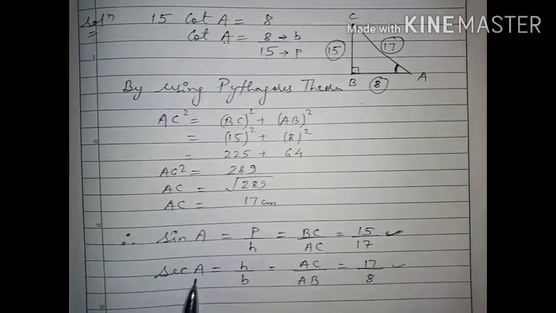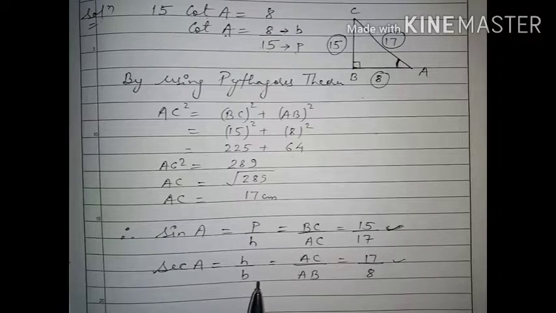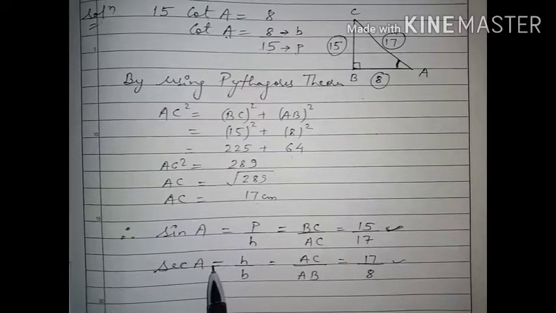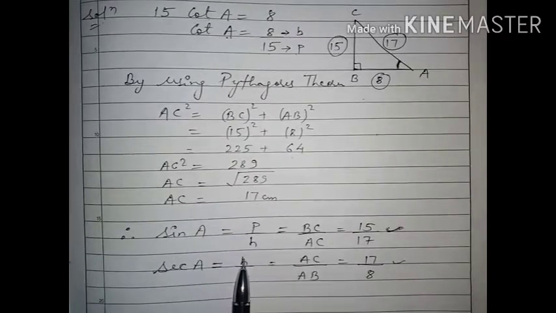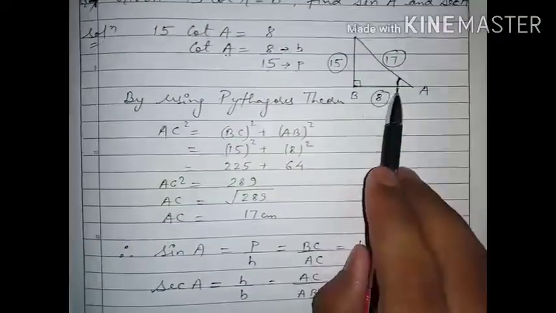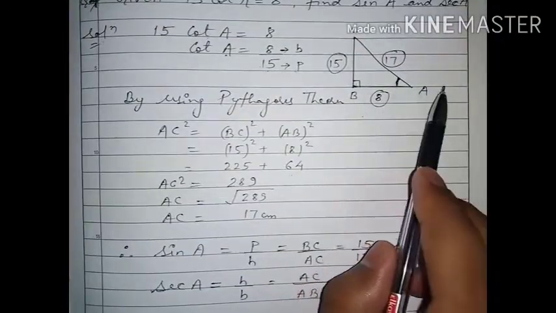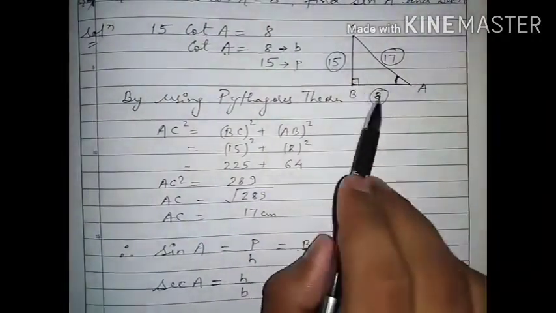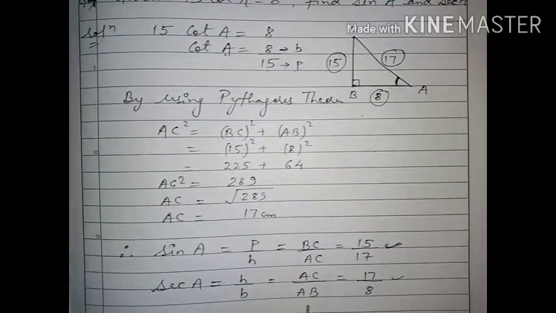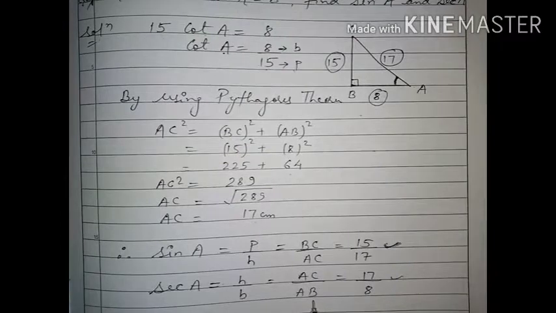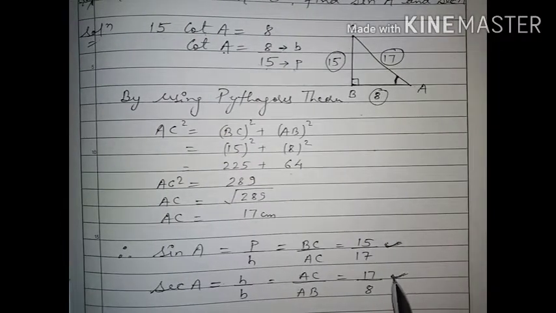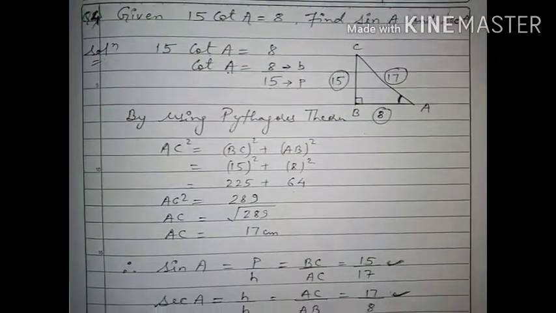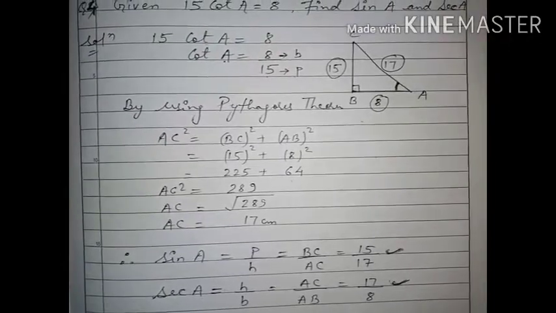Similarly, you have to find the sec A. Sec theta is what? H by B. Okay, you all have to learn this. Sec theta is always hypotenuse by base. So according to this angle A, H is AC and base is AB. So I write it here, AC by AB, that is AC is 17 and AB is 8. So 17 by 8 is the value of sec A. Okay, so this is all about question number 4. I hope you understand this.